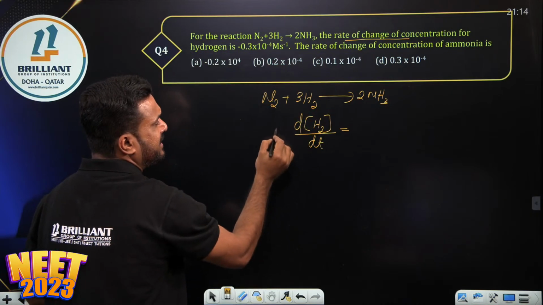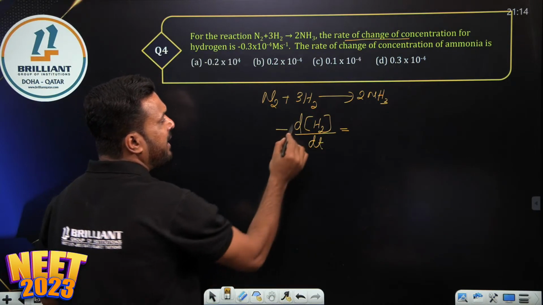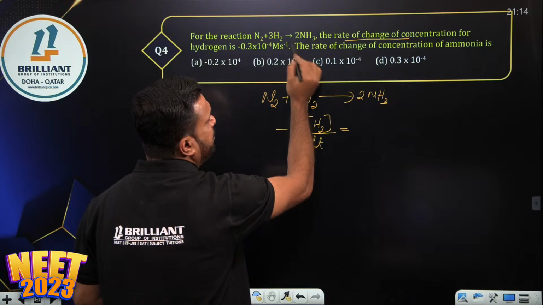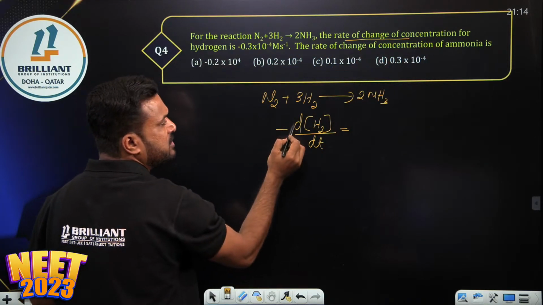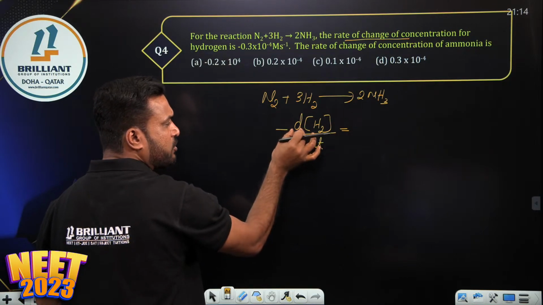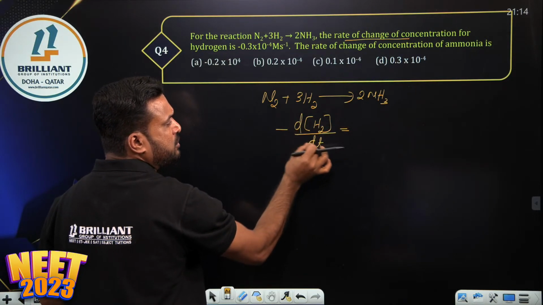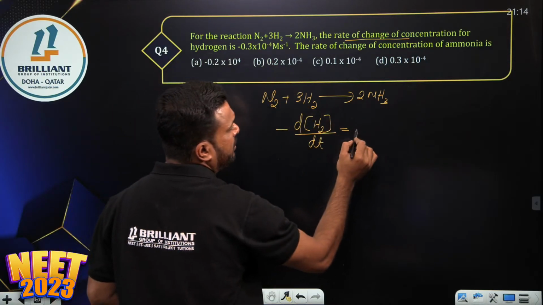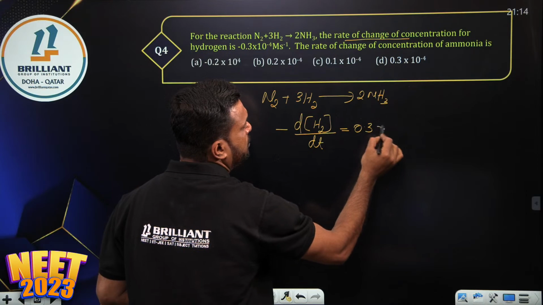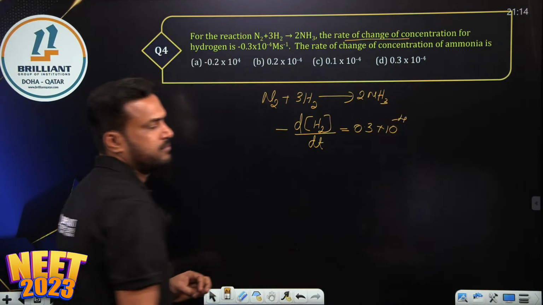d of H2 divided by dt is equal to minus. We know that this is the reactant side, so you can put minus. Minus d of H2 divided by dt will be plus, because the rate of change of concentration of hydrogen means d of H2 divided by dt, that is positive. Minus d of H2 divided by dt will be 0.3 into 10 power minus 4.